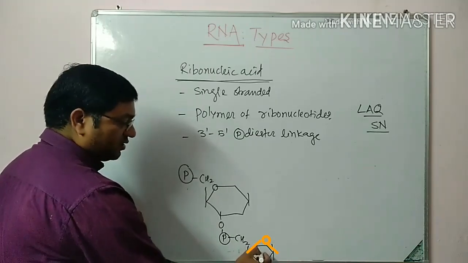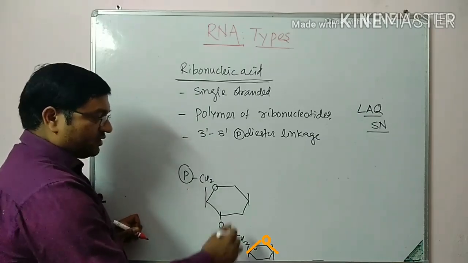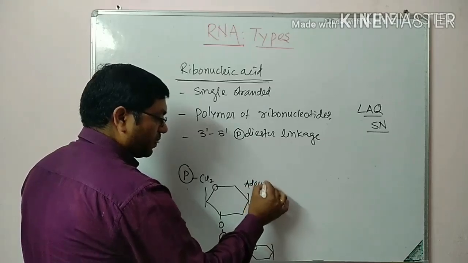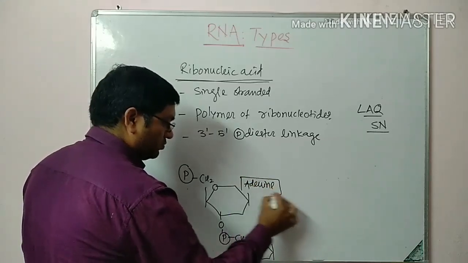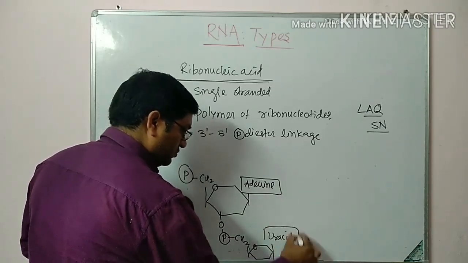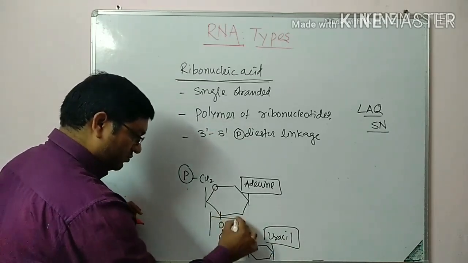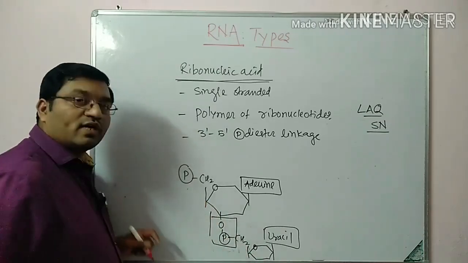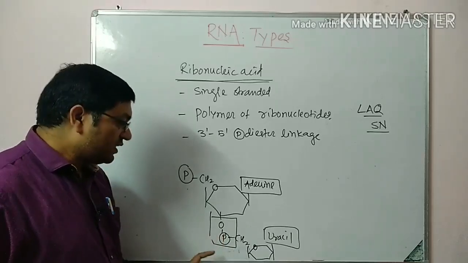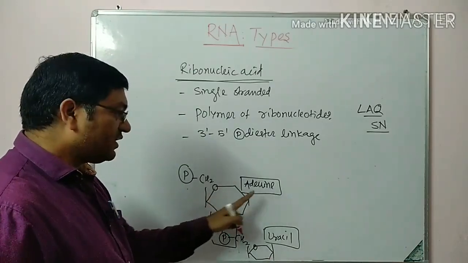This is another ribonucleotide. This is the first one, this is the second one. To this there is attachment. Suppose this is adenine and this is uracil. This one is a 3' 5' phosphodiester linkage. This one is another nucleotide. This is the first nucleotide, adenine.